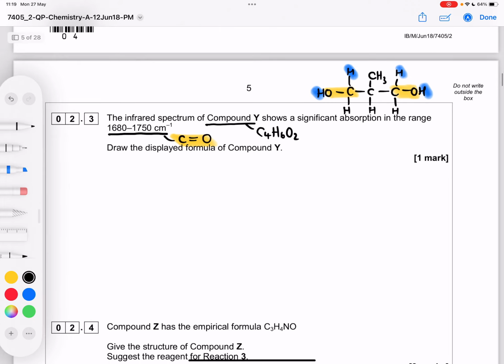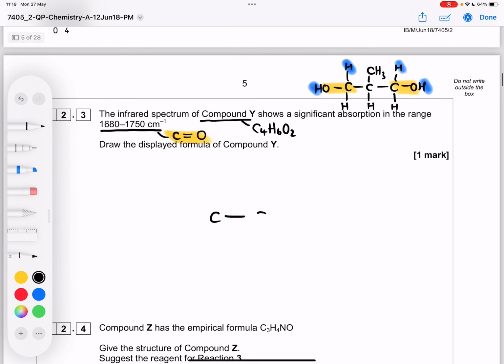And we want to draw the displayed formula, so we mustn't miss out any atoms or any bonds, which means that up here I do need to draw out my methyl group. So you never really affect the R group, the chains. But we're changing the single bonded OH to a double bonded O. We're keeping one of the hydrogens, but losing one of the hydrogens off the carbon and 1 off the OH.